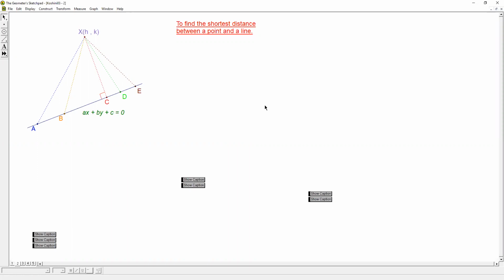Okay, so we have a point X and we have a straight line there. I want to join this point X to the straight line. Now, there are many ways of joining them. As you can see from the diagram there, XA, XB, XC, XD, and XE. So there are so many ways of joining the point and the straight line.